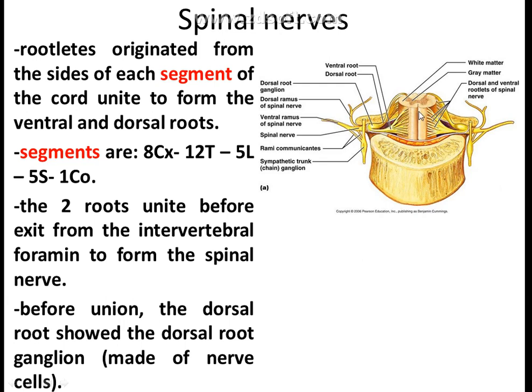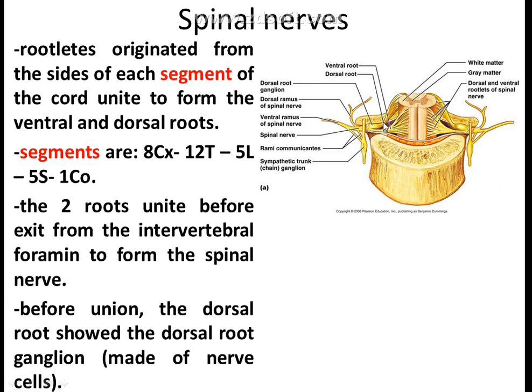And the region from which the rootlets are originating is called a segment of the spinal cord. The roots, the ventral root and the dorsal root, of course, carry the functions of the spinal cord from which they are originating. The ventral root is motor in function, while the dorsal root is sensory in function.